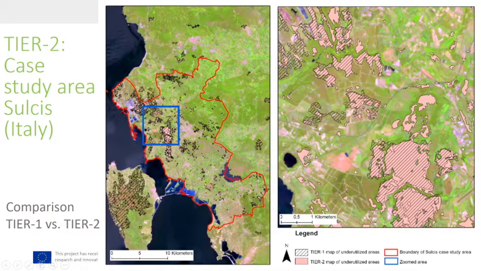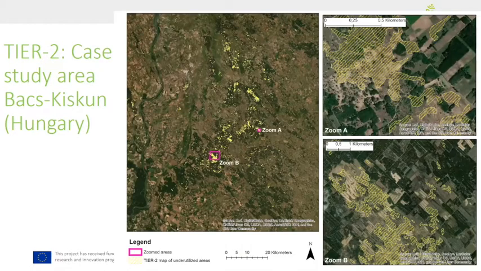And this is just another example in Hungary, where we see in two different areas how this identification of underutilized lands works and how the areas look like that can then be used in the follow-up tool in the WebGIS system.